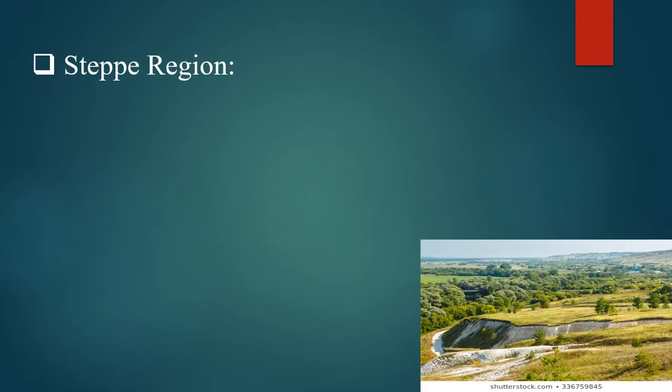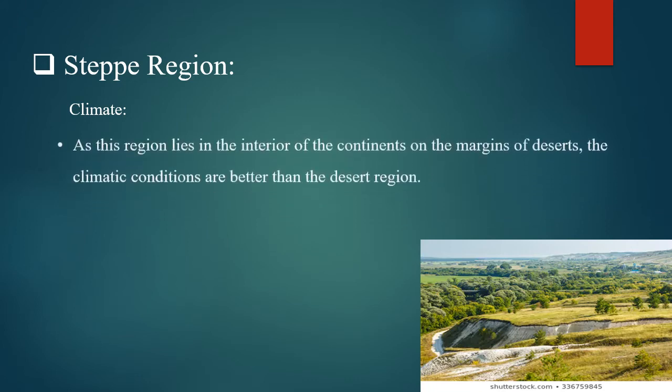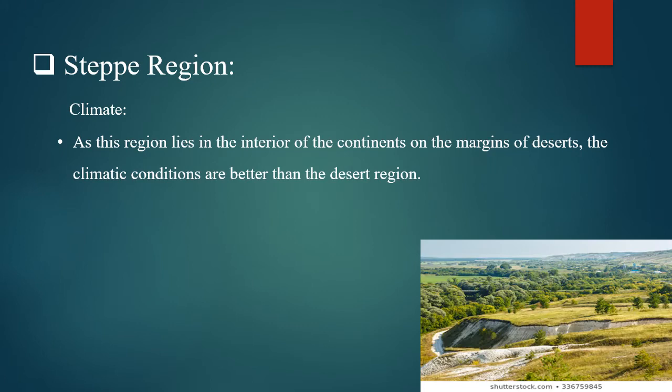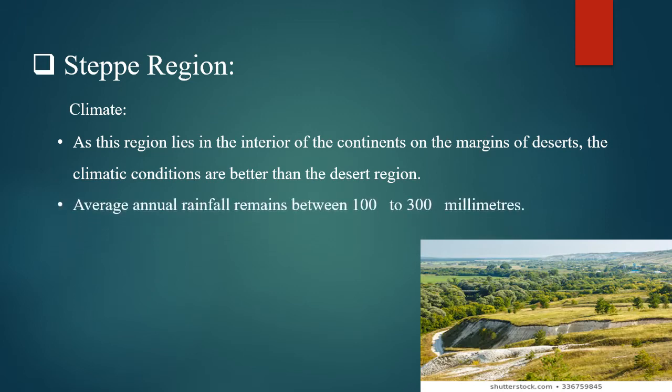Now we will look into the climate of steppe region. A steppe is a dry grassy plain. Steppes occur in temperate climate which lie between the tropics and the polar regions. Steppes are temperate environment with warm to hot summers and cool to very cold winters. As this region lies in the interior of the continents on the margins of deserts, the climatic conditions are better than the desert region. Average annual rainfall remains between 100 to 300 millimeters.